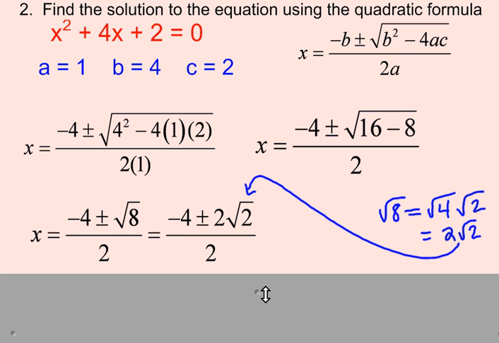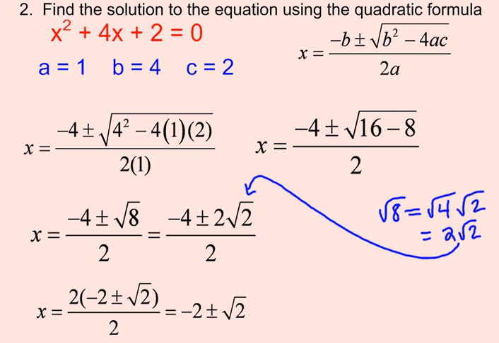In my last task, can I simplify that? Well, I have a 2 in the denominator, and I look in the numerator to see that 2 is also a common factor in the numerator. So I factor the 2 out of the numerator, and then I have 2 divided by 2, which is equal to 1. And so my solution is x equals negative 2 plus or minus the square root of 2. That is an irrational number, or two irrational numbers.